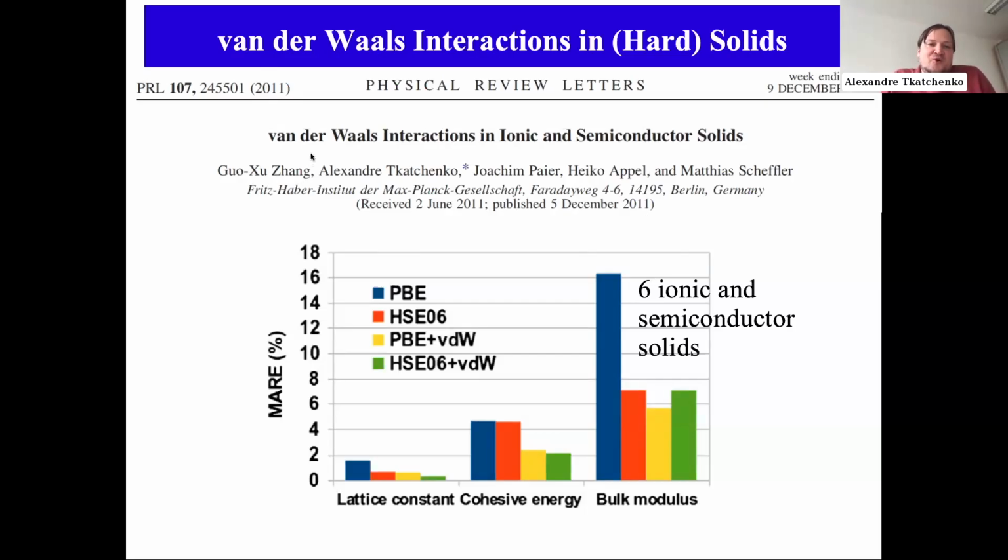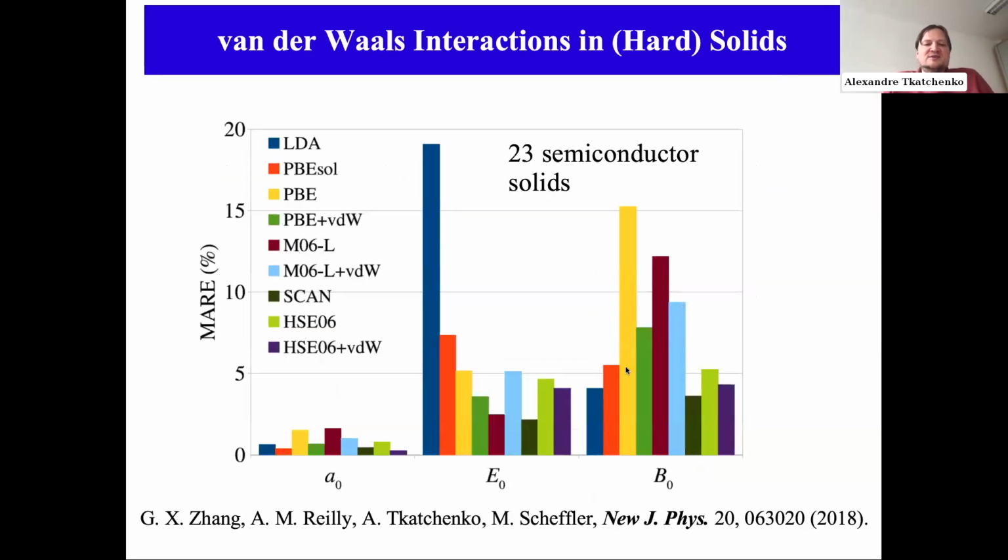We asked the question of whether we can really understand how important or not important van der Waals interactions are in ionic and semiconductor solids. And in this paper, we demonstrated that if you take PBE or HSE functionals and you add van der Waals dispersion interactions to it, all the cohesive properties, lattice constant, cohesive energy, and bulk modulus actually improve. We only did this for 6 ionic and semiconductor solids, and then in 2018, we went ahead and actually did it for a large range of solids.